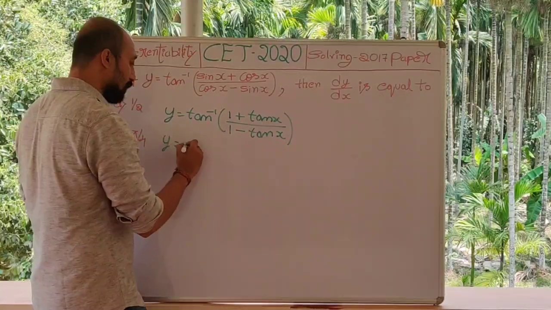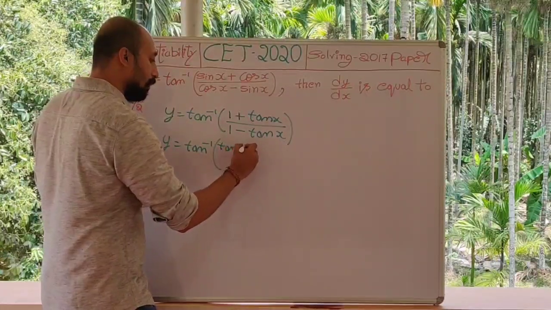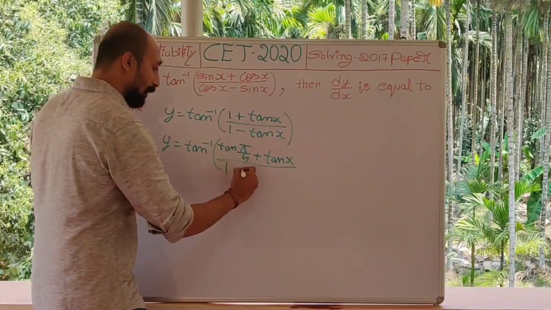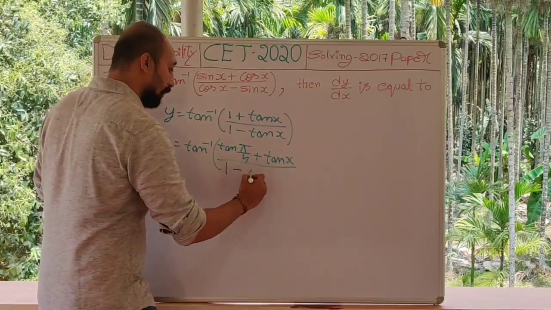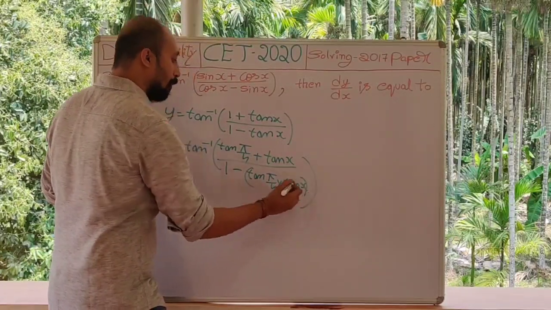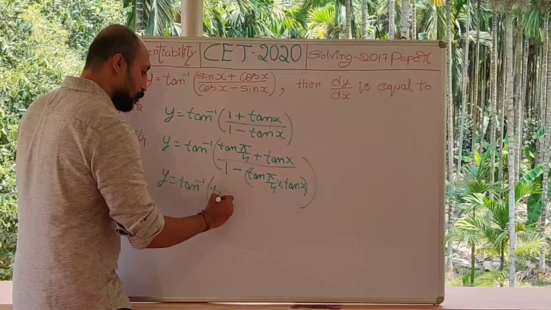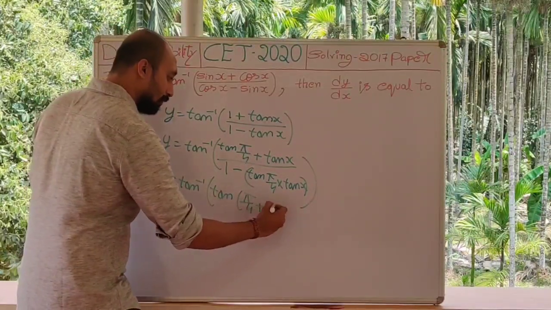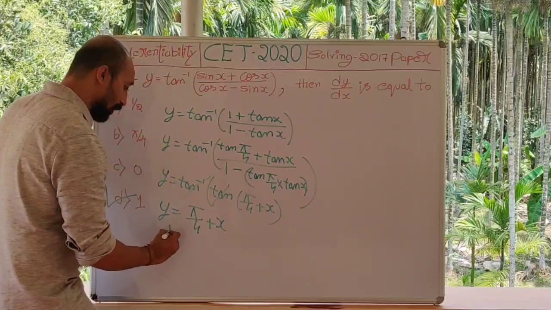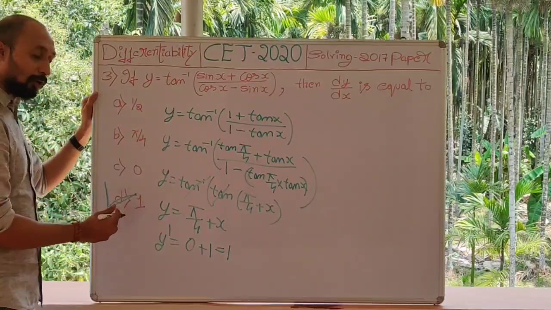So what I get is tan inverse of what's inside. What's inside? I can write 1 as tan pi by 4. So tan pi by 4 plus tan x divided by 1 minus, I can write 1 into tan x. What is 1 into tan x? That is tan pi by 4 into tan x. So this is the formula for tan a plus b. So what I get is y is equal to tan inverse of, this is tan pi by 4 plus x. So tan and tan inverse gets cancelled. Y is equal to pi by 4 plus x. What is the differentiation of pi by 4? 0. What is the differentiation of x? 1. What is 0 plus 1? 1. So option D is your right answer.